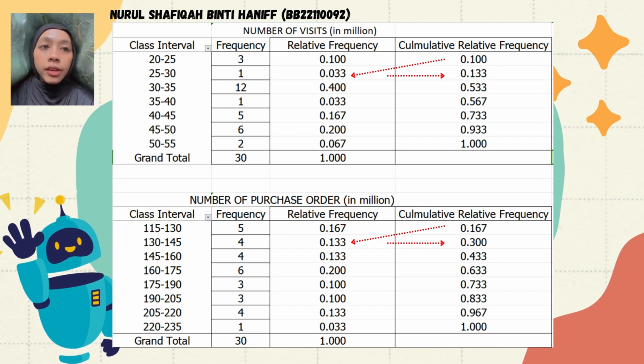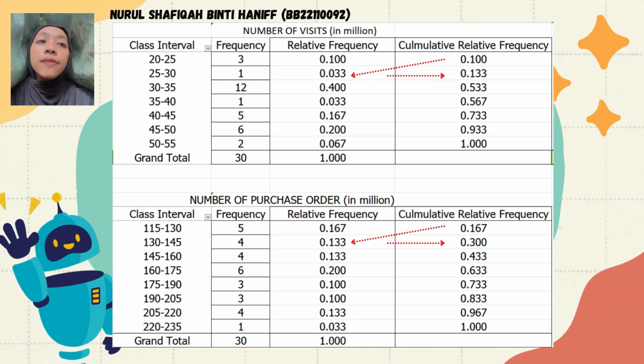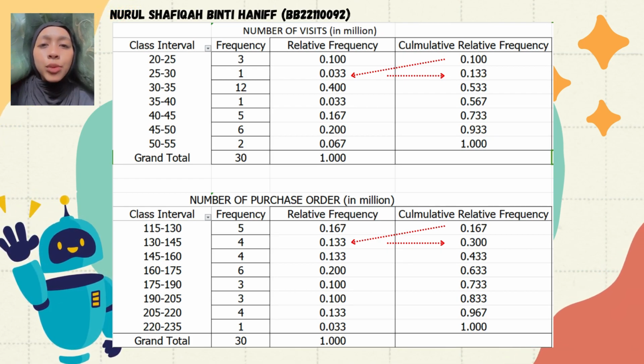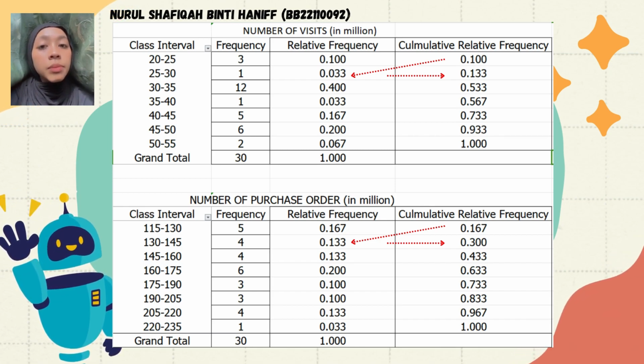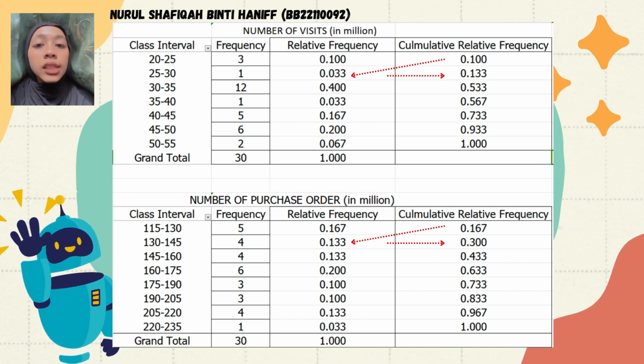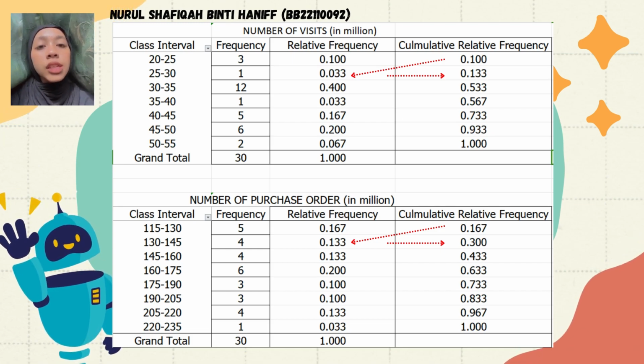How do I find the cumulative relative frequency? For the first cumulative relative frequency, I just put 0.100, which is the same as the first relative frequency because there is no number before the first class interval. So I just take the whole number and put it in the cumulative relative frequency.